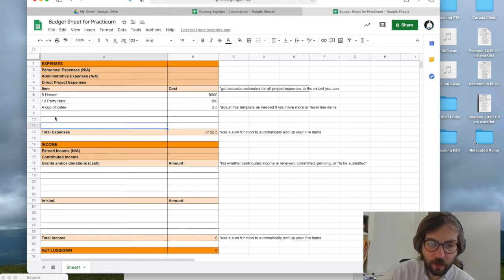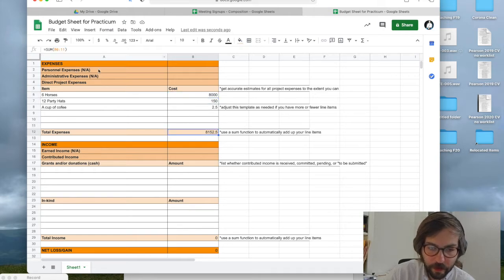As you need more and more items. And then you can see we have this little sum function up here. Equal sign, sum, and then in parentheses you put the boxes you want to sum. So B6 to 11, B6 colon 11. See, that's B6 through 11.